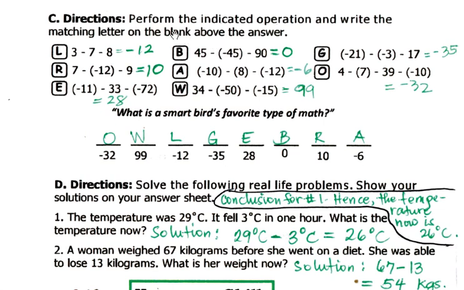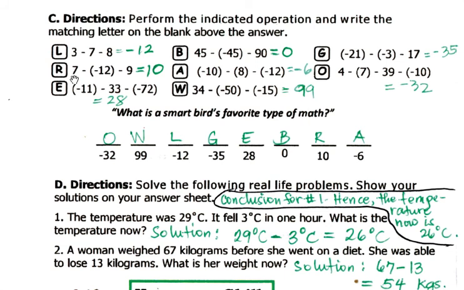For letter C, we have to perform the indicated operation and write the matching letter on your answer sheet. In this case, let me write it here to save time. So we have 3 minus 7. So that's negative 4. Then negative 4 minus 8. So that is adding two negative numbers, that's negative 12.